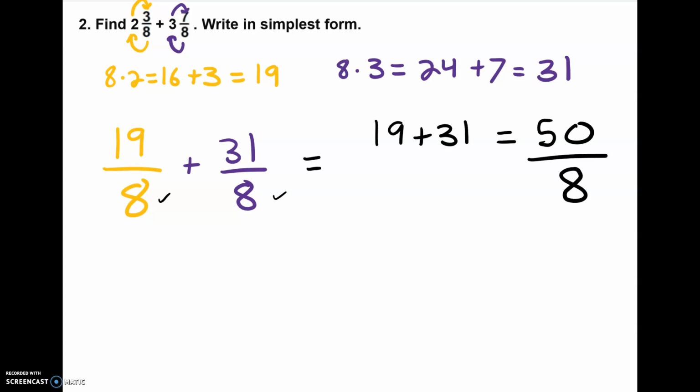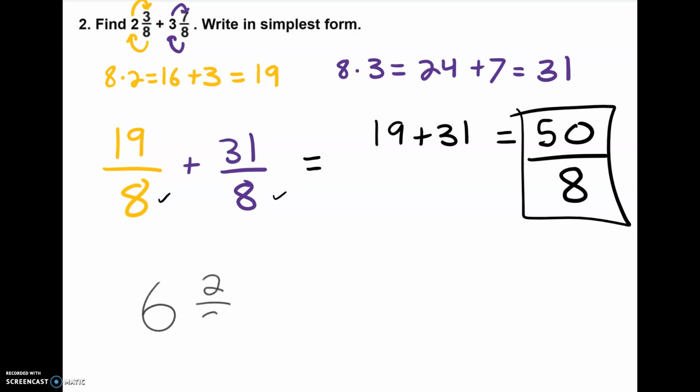If we wanted to change this back into a mixed number, we take the top number and divide it by the bottom number, and then the remainder would be whatever is left over. So with 8, we think 8 times what is close to 50. So 8 times 6 is 48. That means 8 goes into 50 6 times, and then there's 2 left over, so 6 and 2/8 would be the mixed number one. All right, good to go.